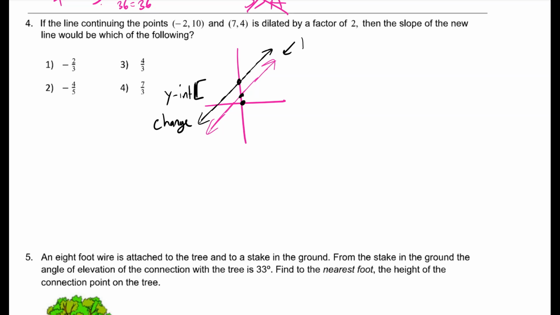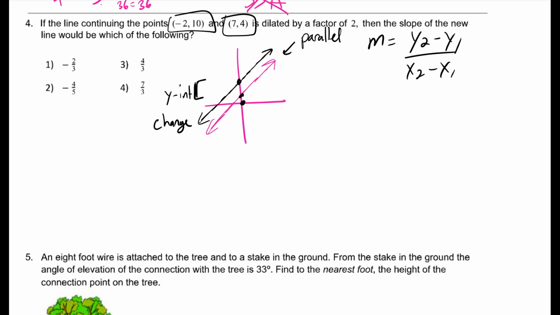However, notice that these lines are still parallel because dilations preserve parallelism. So if I want to find the slope of my new line, it should be the same as the slope of the old line that contains those 2 points. So all I'm going to do is plug into the slope formula to find the slope between these 2 points. Remember, that's just y2 minus y1 over x2 minus x1.